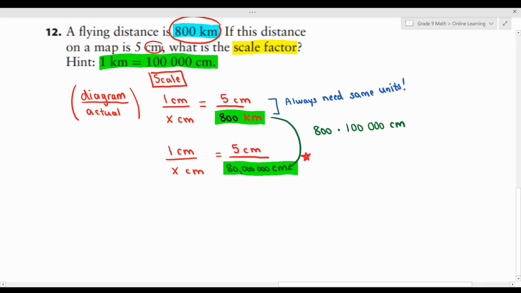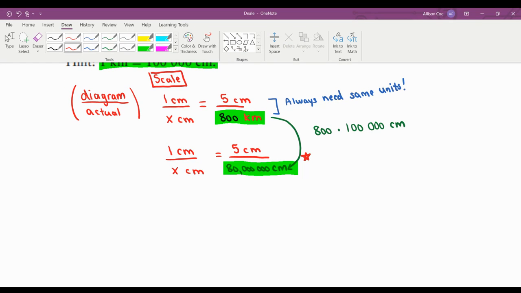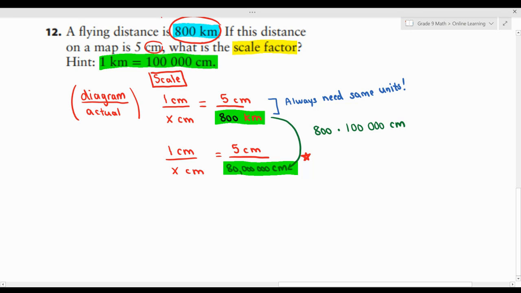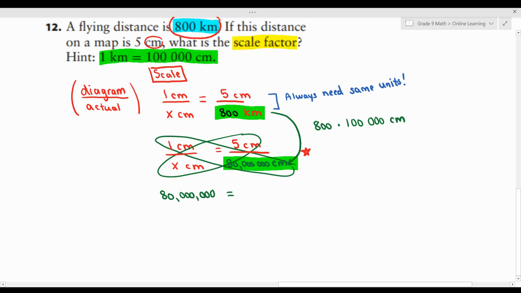Now, once the units are matching, I really don't need them necessarily anymore. So again, I would think about dropping them. I'm going to have to cross multiply. So I'm going to multiply these two together, and I'm going to multiply these two together. So good news is 1 times 80 million is still just 80 million. So we would have 80 million, I'm dropping the units, is equal to 5 times x will be 5x.